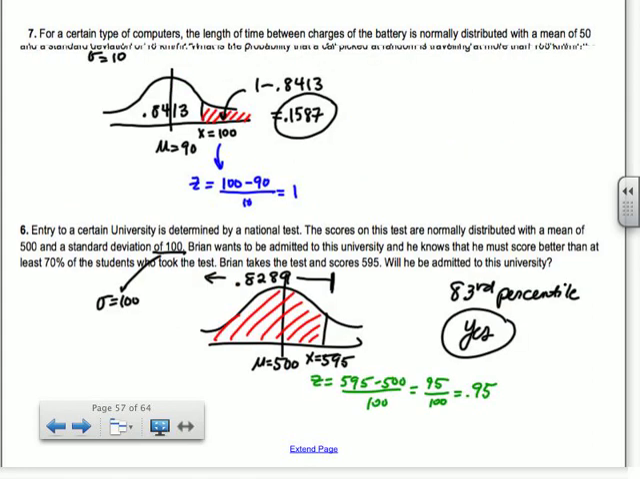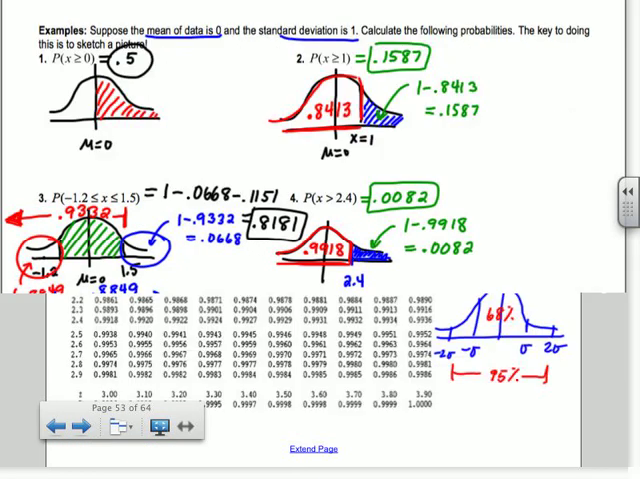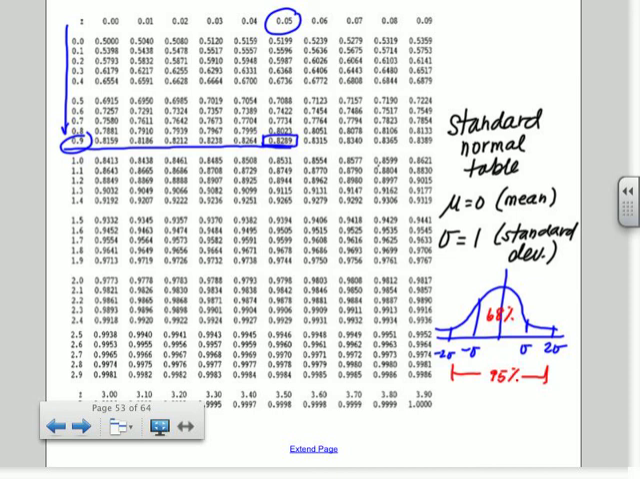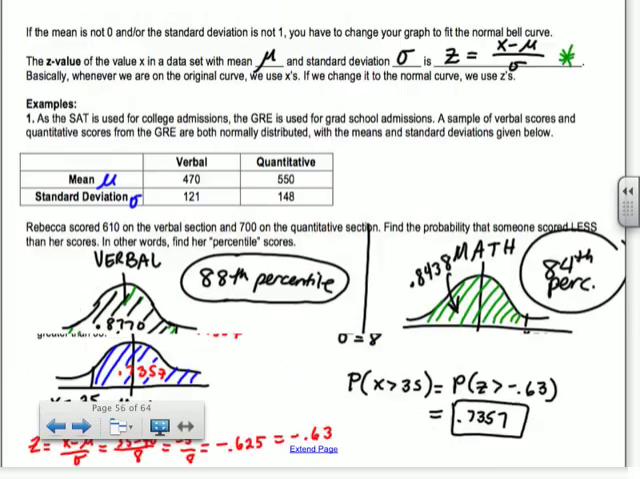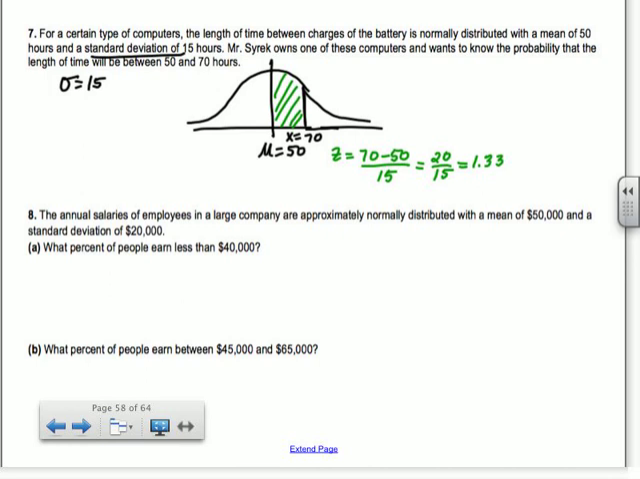Have to keep going all the way back. Okay, so 1.33 is right here. So 0.9082, did you guys see that? 0.9082? Yep. Okay, what that represents is the area under the curve from the far left all the way up to that z-score. So 0.9082, that's a big area, right?